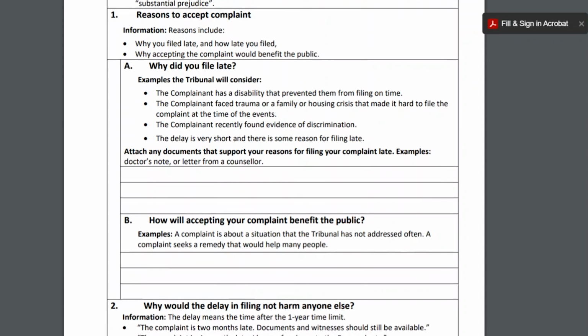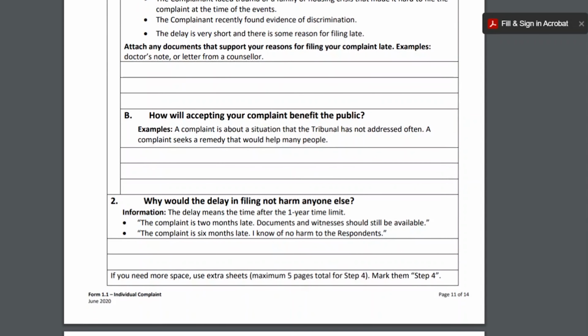The key to point 2 is that it is asking whether the application's lateness will cause harm, not that the application itself would cause harm. If you cannot identify any way in which accepting the late application would harm anyone involved, including the respondents, then you can write exactly that.